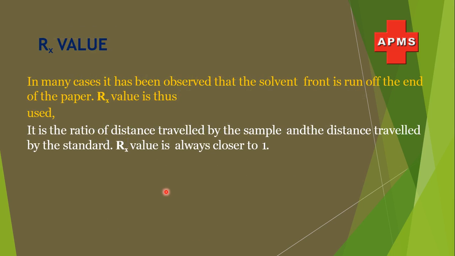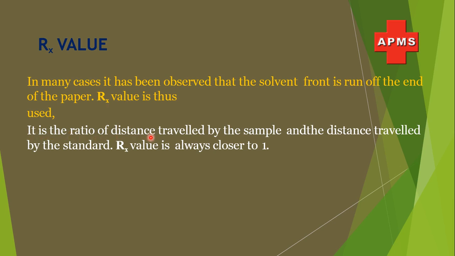Now Rx value. In many cases it has been observed that the solvent front runs off the end of the paper. Rx value is thus used. So what is said here: the solvent, or our used mobile phase, reaches the end point of the paper, meaning the top point of the paper. In that case we use Rx values in place of RF values.